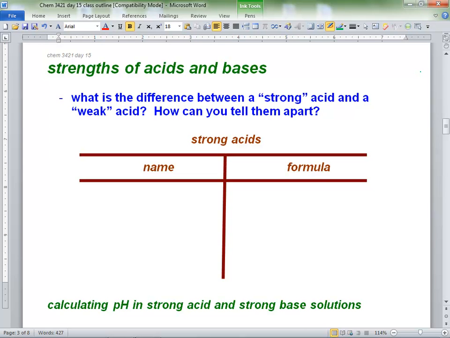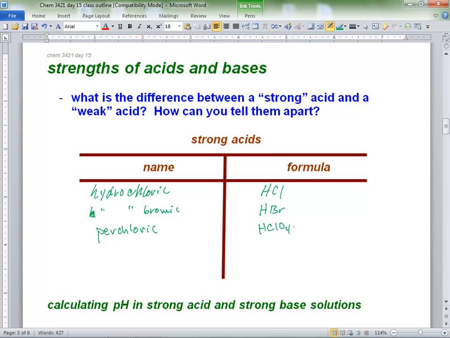Name and formulas of all the strong acids. Jose, what's one of them? Hydrochloric. Hydrochloric. And that would be what formula, everybody? HCl. We need another one. Kevin. HBr. And its name is hydrobromic. I can just do quotes, right, and write bromic. Mariella. Perchloric. Okay. What's its formula? Good. HClO4.